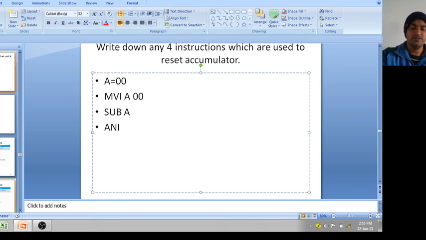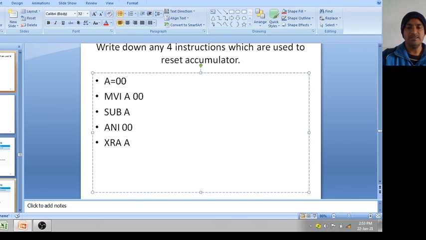ANI 00. It means you are performing the AND operation of A with 00, because all bits are 0, so the output will always be 00. Last one, you know the property of the XOR gate. If one input is 1, the XOR gate works as an inverter, A bar. If both inputs are the same, the output will be 0. So you can use XRA A.